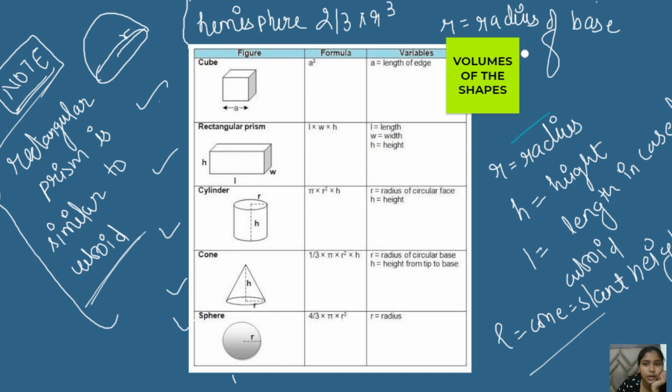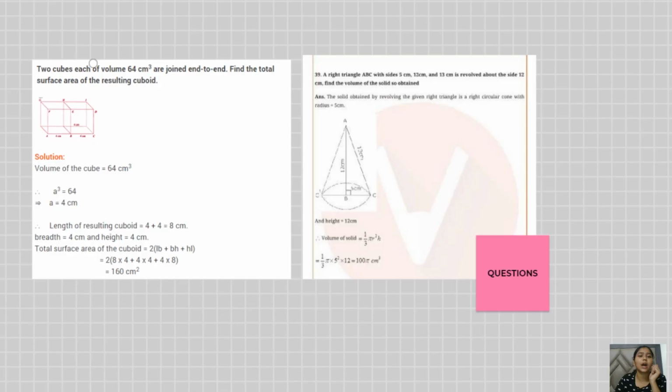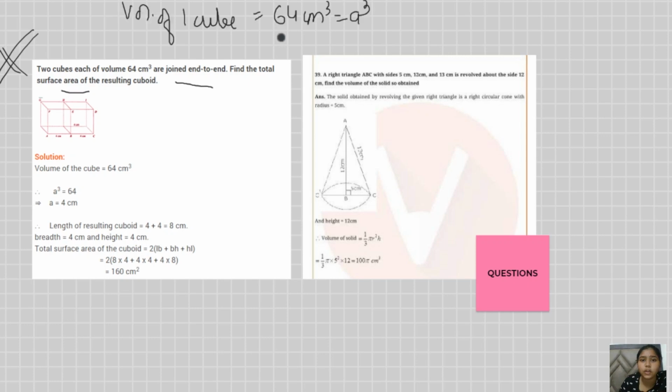Let's move ahead with certain questions I have prepared for you. Don't look at the solutions, just try to solve these questions on your own, right? So our first question is, two cubes each of volume 64 centimeter cube are joined end to end, find the total surface area of the resulting cuboid. Now the volume of one cube is 64 centimeter cube, and it is equal to a cube, right? This is the formula. Then a will be equal to 4 centimeter.